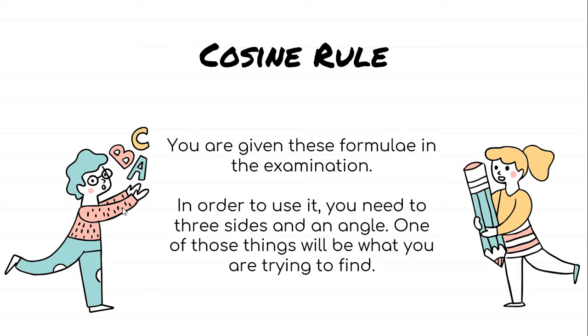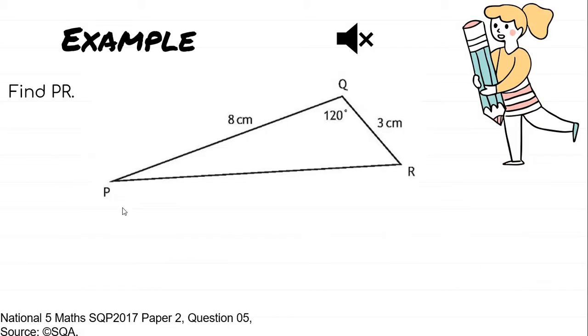In order to use it, you need to know three sides and an angle. Now, one of those things will be what you're trying to find out. But in order to use the cosine rule, you've got to have or be trying to find one of the three sides. You need all three sides and you need an angle, or you need to be trying to find an angle. So let's have a look at that in practice.